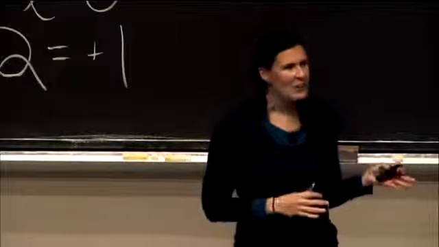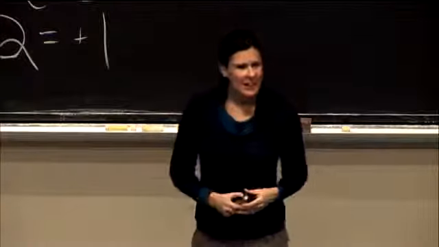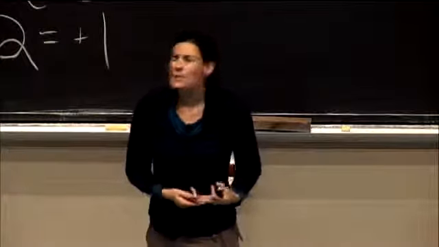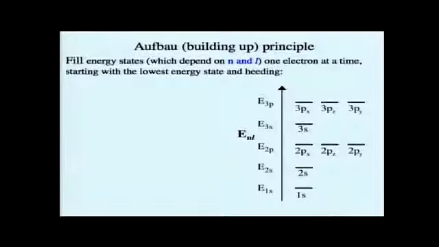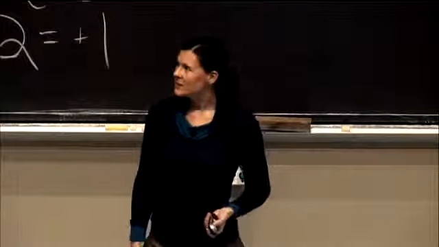All right, so let's go back to electron configurations now that we have an idea of why the orbitals are listed in the energy order that they are, why, for example, the 2s is lower than the 2p. So now we can go back and think about filling in these electron configurations for any atom. I think most of you are familiar with the Aufbau, or building up, principle. You probably have seen it quite a bit in high school, and this is the idea that we're filling up our energy states, which depend on both n and l, one electron at a time, starting with the lowest energy and then working our way up into higher and higher orbitals.